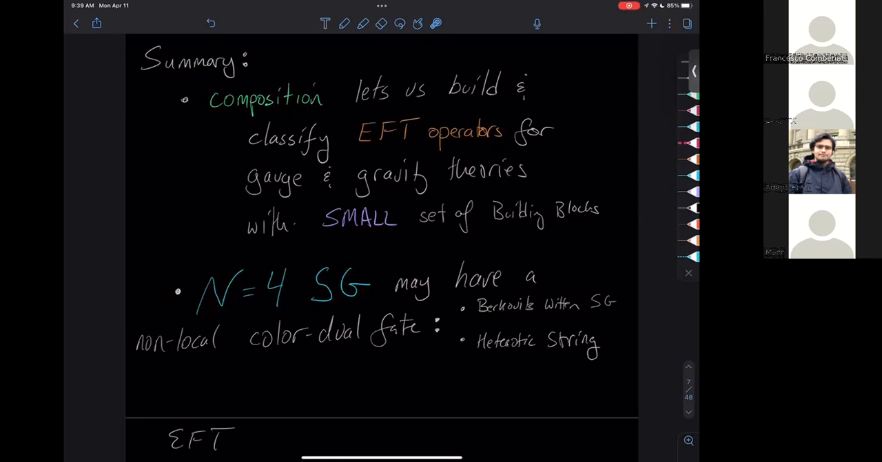And then we're going to apply this new technology to talk about N=4 supergravity, which, as you may know, is the first pure supergravity theory found to have divergences in 4 dimensions at a multi-loop level. This divergence is related to an anomaly that you can see at 1 loop. And there are ways of building counterterms to handle that anomaly in a color dual manner.